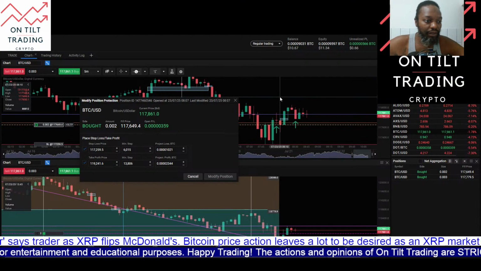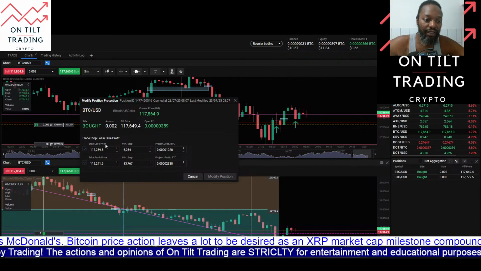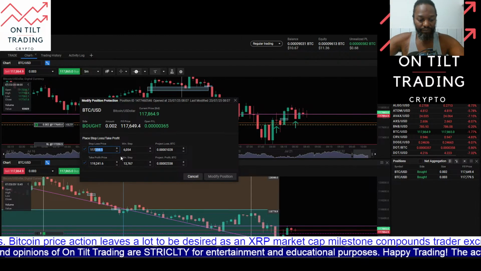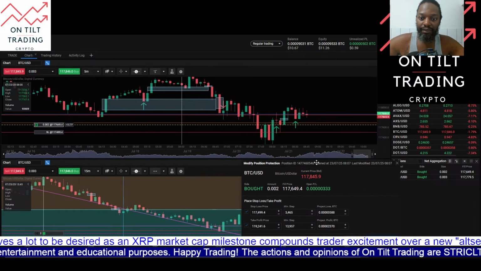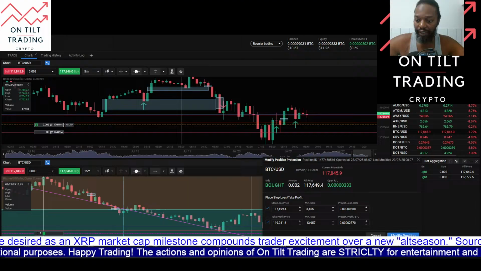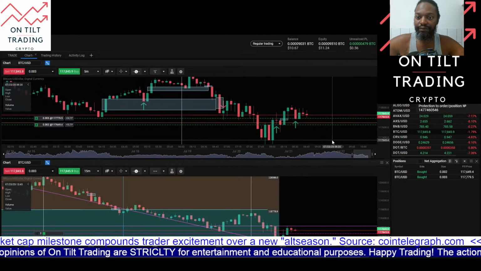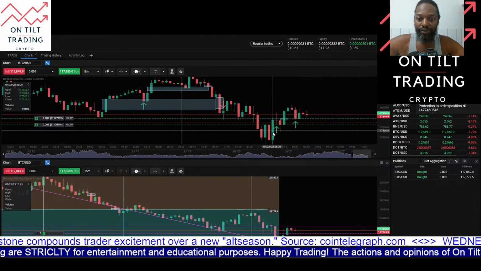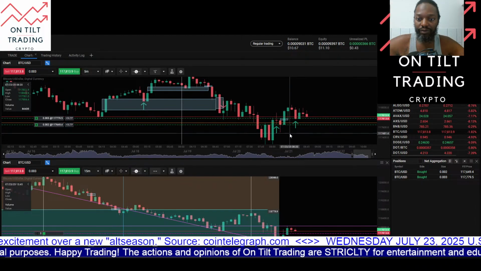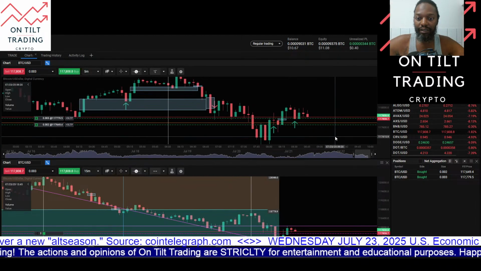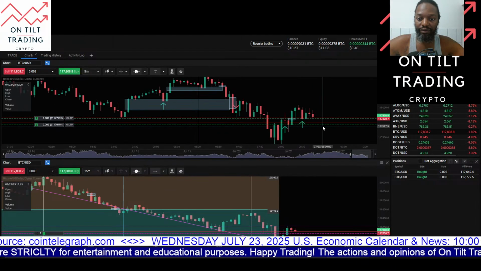So the low here, 117.499.6, 117.499.4. And now you'll see that my stop has been moved right back to here. So let's confirm that. So now I'm going to use these down close candles as a stop, so this will protect my account should this position fail.